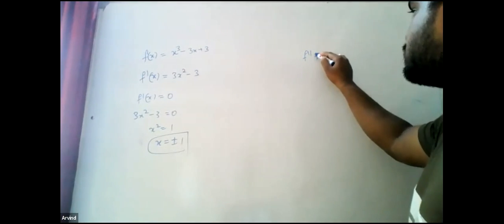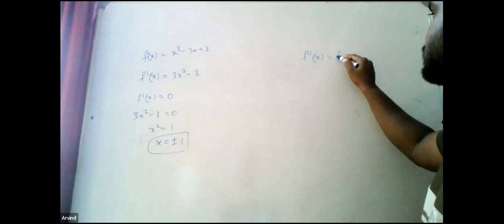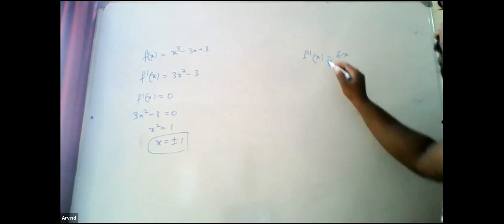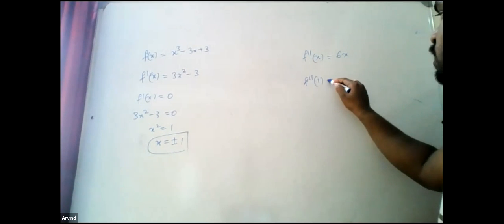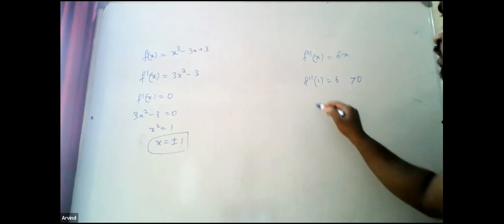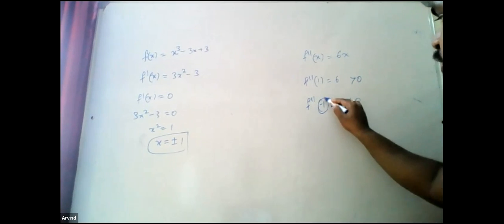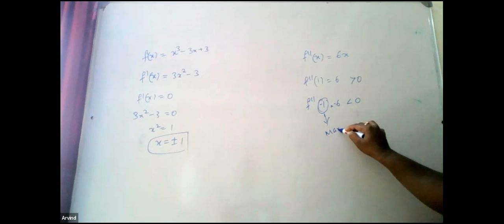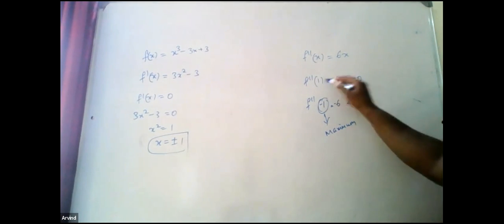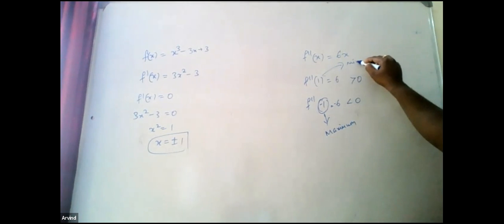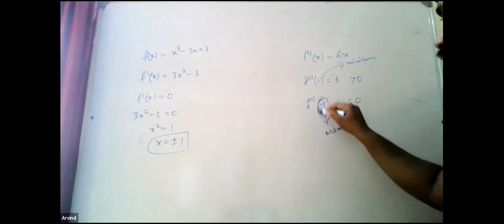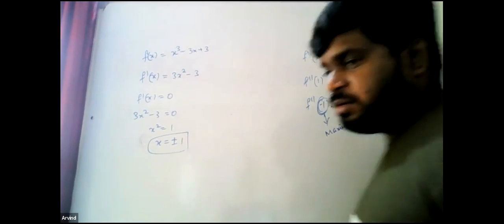Okay. Now let's find f double dash of x. F double dash of x is 6x. Now if you put plus 1, you will get 6, which is greater than 0. If you put minus 1, you will get minus 6, which is less than 0, which means this is a point of local maximum. F double dash less than 0, it is maximum. If it is greater than 0, like at 1, you get minimum. So at -1 maximum value, at 1 minimum value.